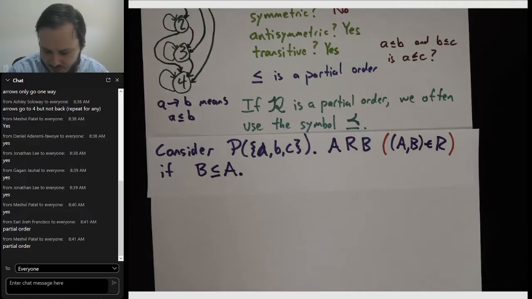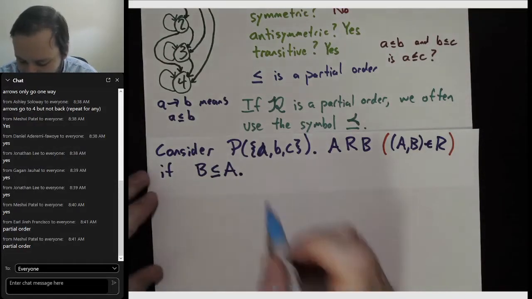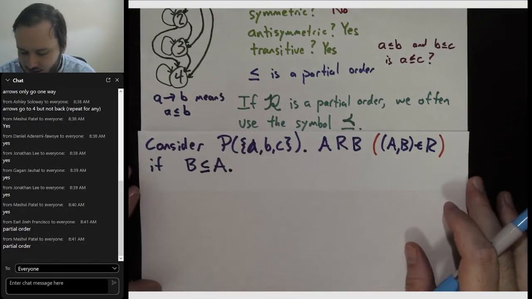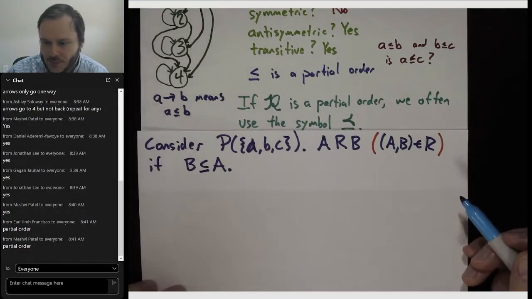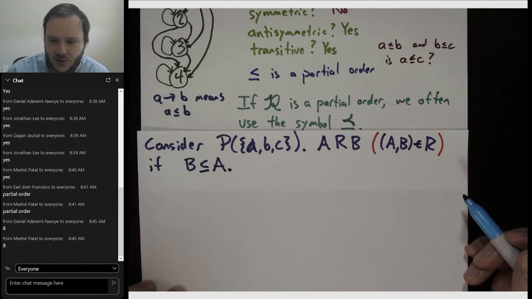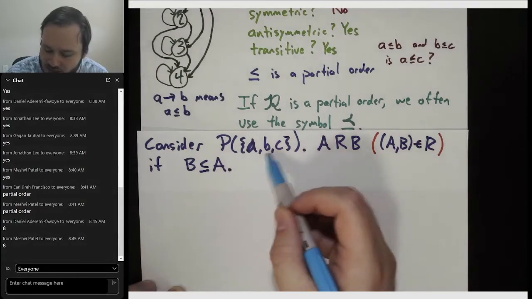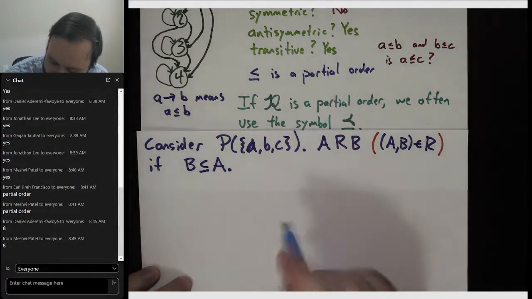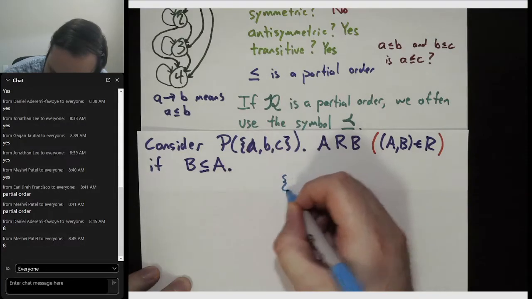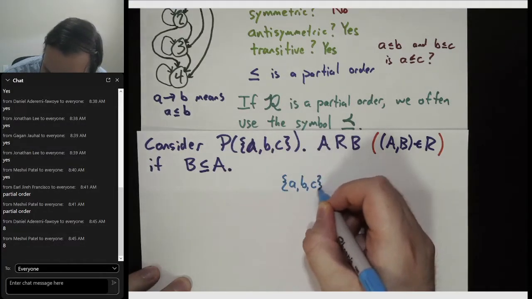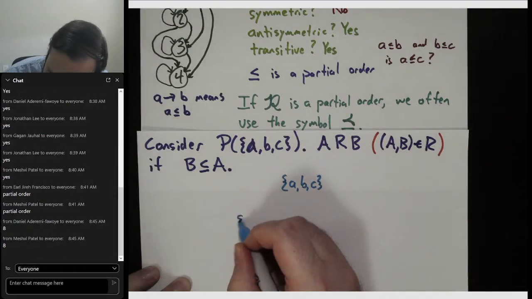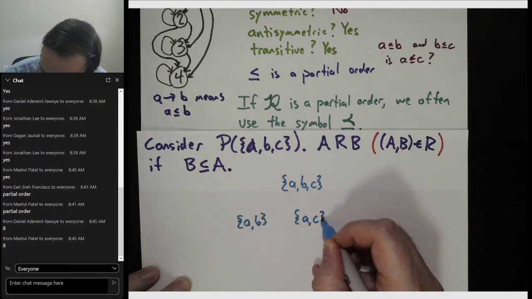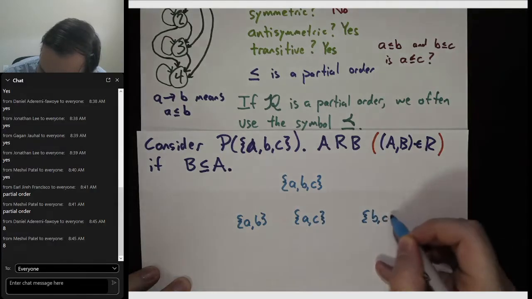So I need my power set of my set ABC. How many elements are there in the power set of a set with 3 elements? Good. There are 8. For each element, I decide in or out. That's 2 options times 2 options times 2 options gives me 8 options. So I've got the set containing all 3. And then I have the set containing A and B, set containing A and C, set containing B and C.